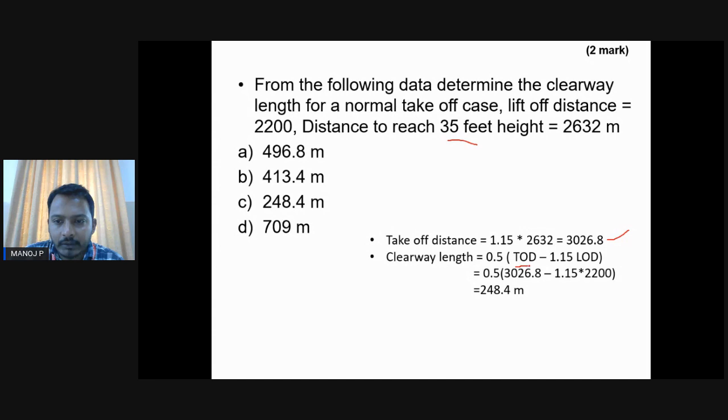Clear way distance, the equation is 0.5 into takeoff distance, where TOD represents the takeoff distance, minus 1.15 into the lift off distance, where LOD represents the lift off distance. So takeoff distance you calculated here minus 1.15 into lift off distance, you will get the clear way length required. So 248.4 is the correct answer. I want you to remember this equation, it will be easy. Only a simple calculation, one step or two steps, you'll get 2 marks.